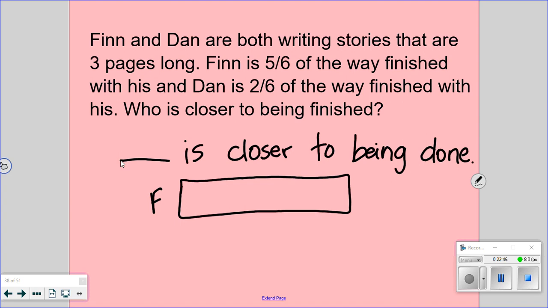Finn split his book into how many sections? Raise your hand and tell me. Connor? Nope, not fifths. Look closely at that fraction. He split it into 6. This part of our fraction right here tells us the number of sections there are. So I'm going to make 6 sections.